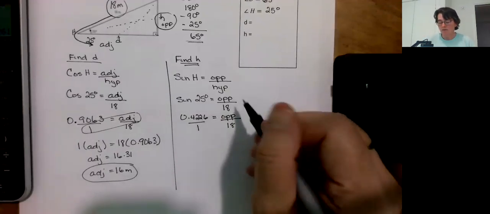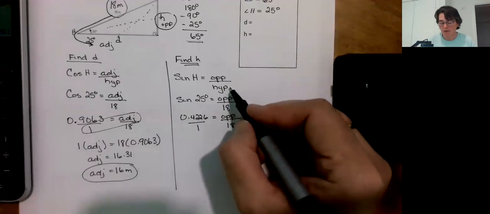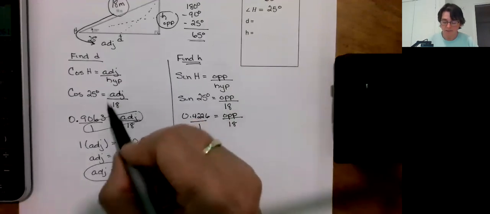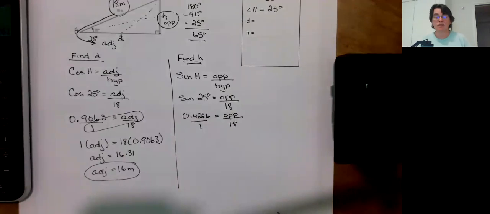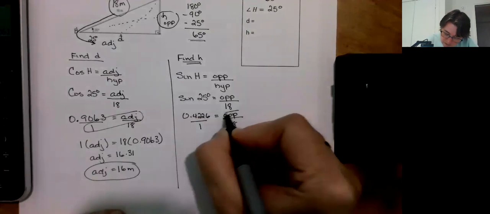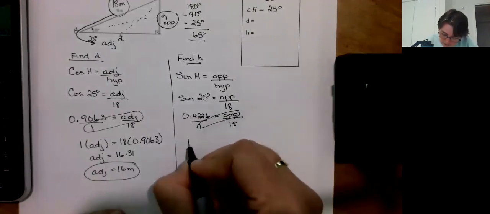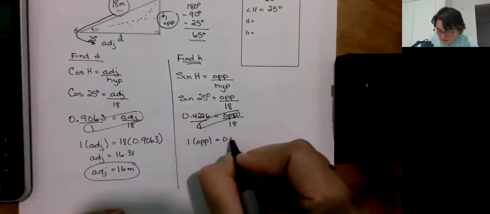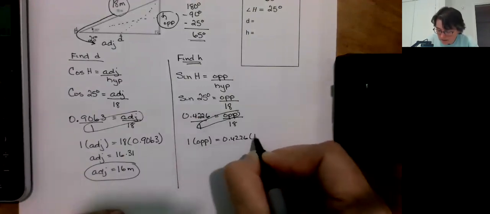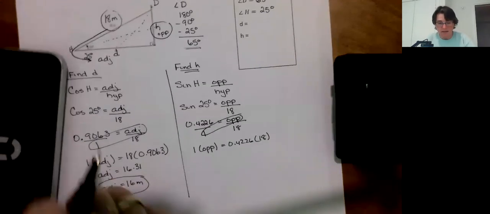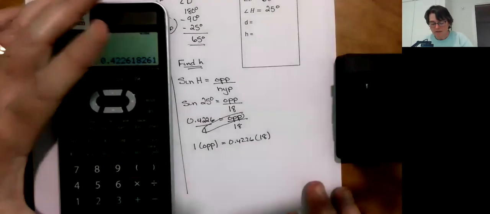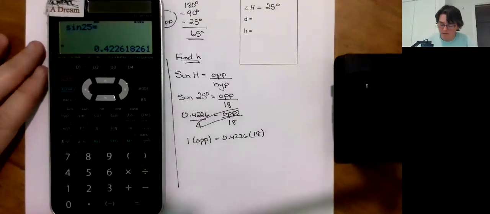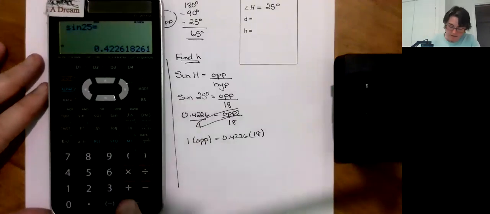When you are looking for the opposite or hypotenuse or adjacent or basically any of the sides and you're using a trig function, we're going to cross multiply. So here we go, 1 times opposite is equal to 0.4226 times 18. And just like last time, I just left that on the calculator. I'm not going to clear it. That way it's even more precise because I'm not rounding.